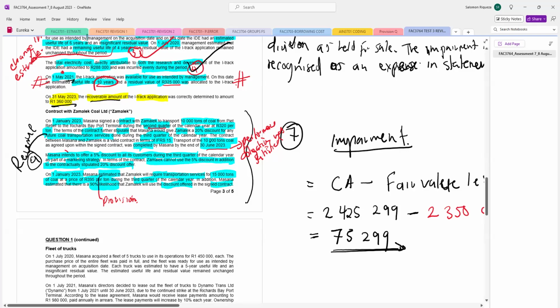So here, what we have is a revenue transaction. All right, so let's just make sense of this revenue transaction.